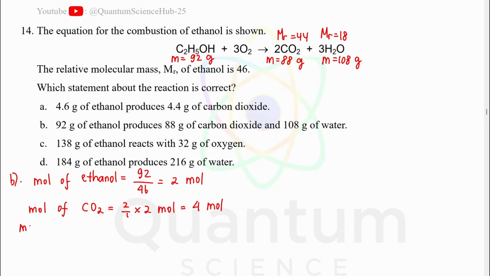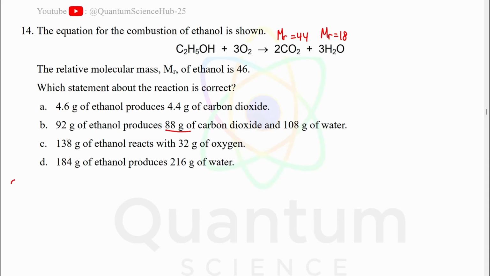Next, we find the mass of carbon dioxide. Mass equals mole times Mr. So 4 times the Mr of CO2, which is 44, equals 176 gram. So this is already wrong. It should be 176. I don't want to find the mass of water again since option B is wrong. Next, let's try option C.